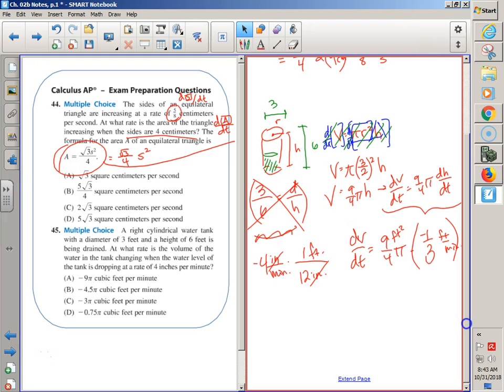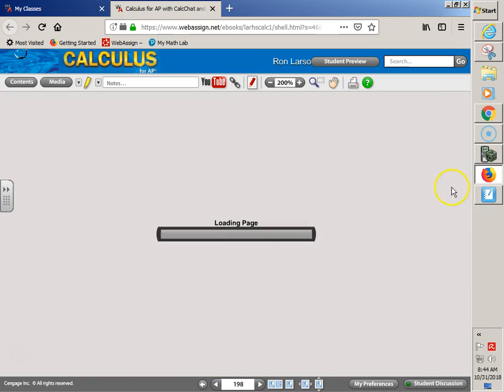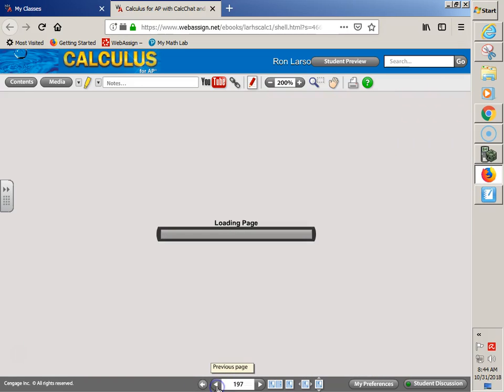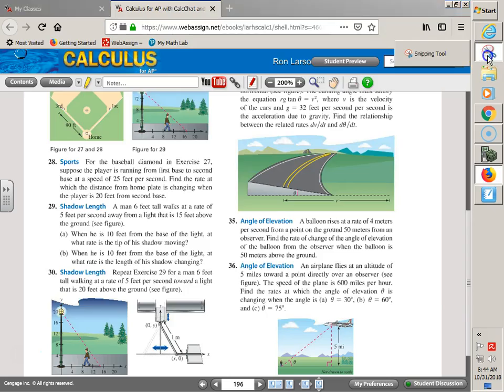Grace. 28. Is that the shadow one? The baseball one. Oh, baseball one from first to second? Uh-oh. Sorry, I went too far. Ah, there he is.